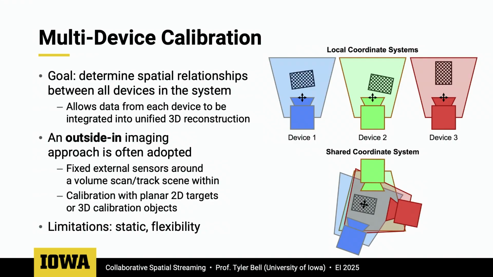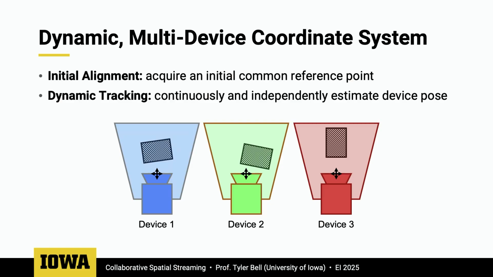So what I'm proposing here, I wouldn't even call it a novel method. It's just a unique approach where we're going to overcome these limitations with a two-step process, this dynamic multi-device coordinate system. It's composed of an initial alignment step where we acquire an initial common reference point. Again, we're going to use this calibration board as an example. And then we're going to have live dynamic tracking after this alignment step.